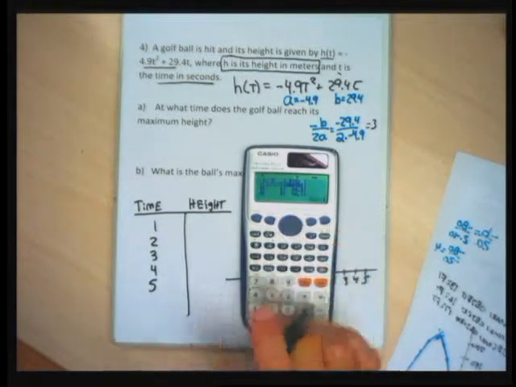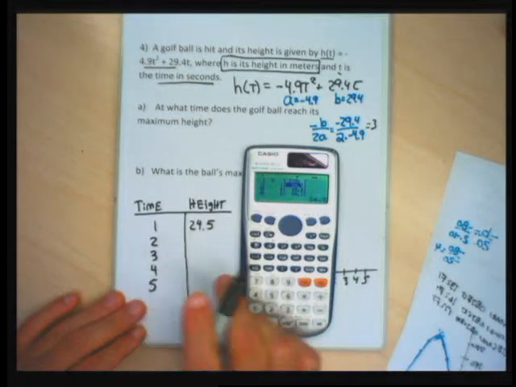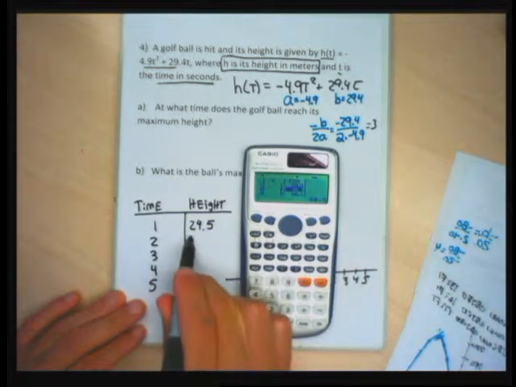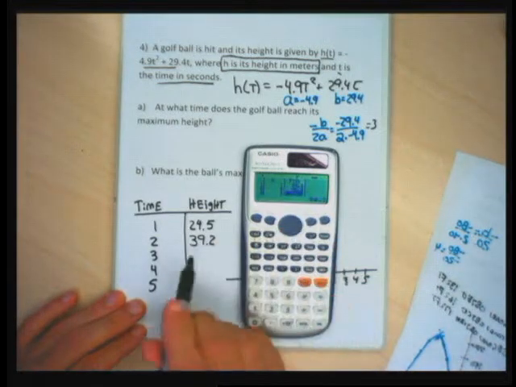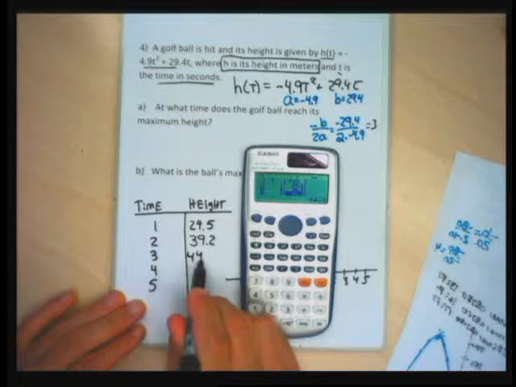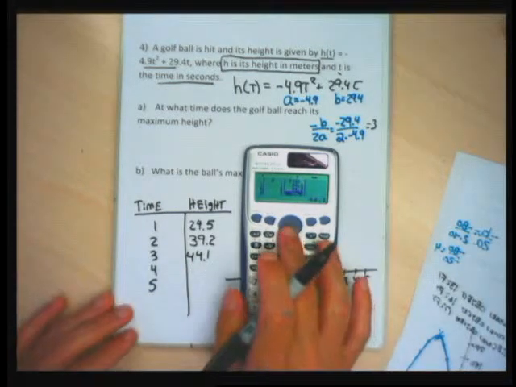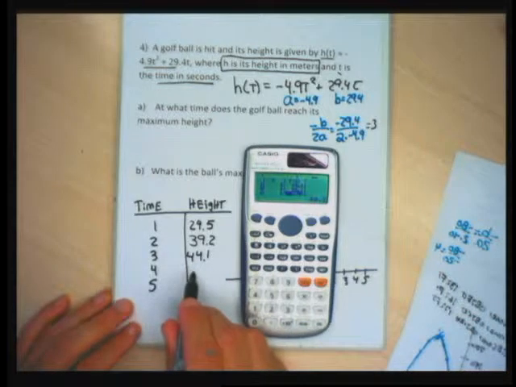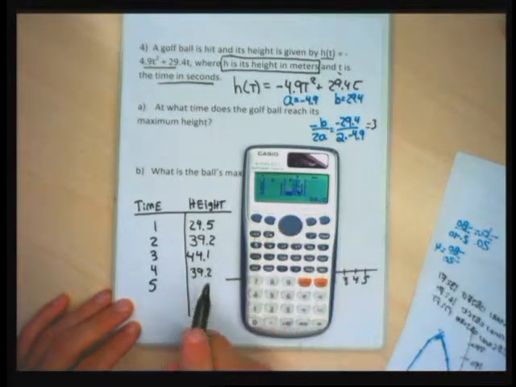So this says at 1 second, the golf ball is at 24.5 meters high. At 2 seconds, the golf ball is 39.2 meters high. At 3 seconds, it's 44.1 meters high, which is about 125 feet or so, I guess. At 4 seconds, it's starting to go down again, so the vertex again is a maximum point. That's good.